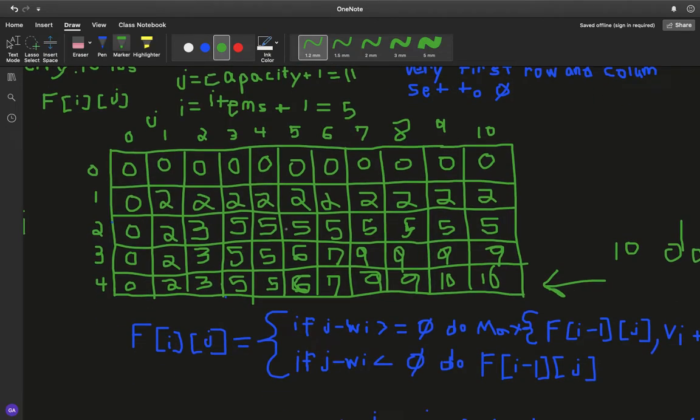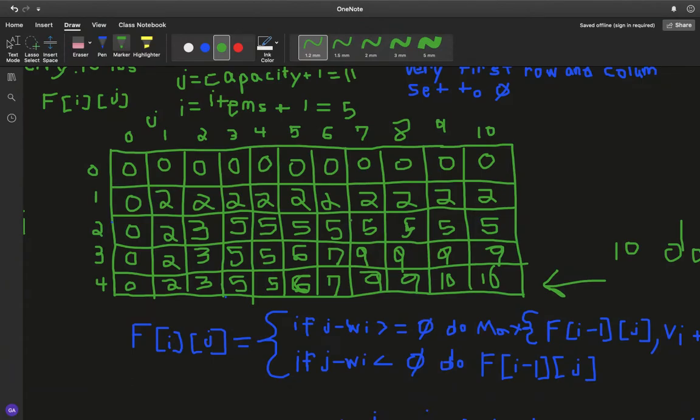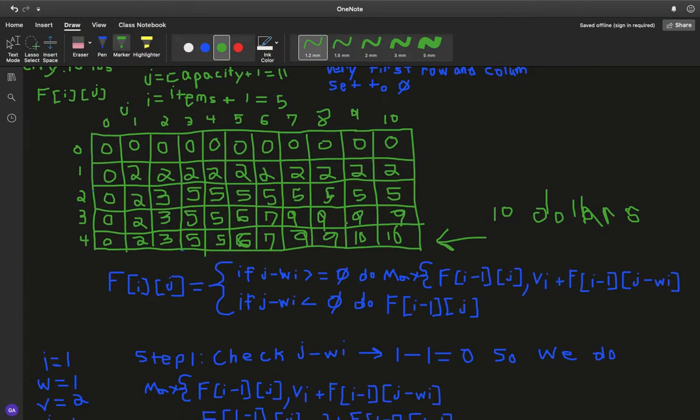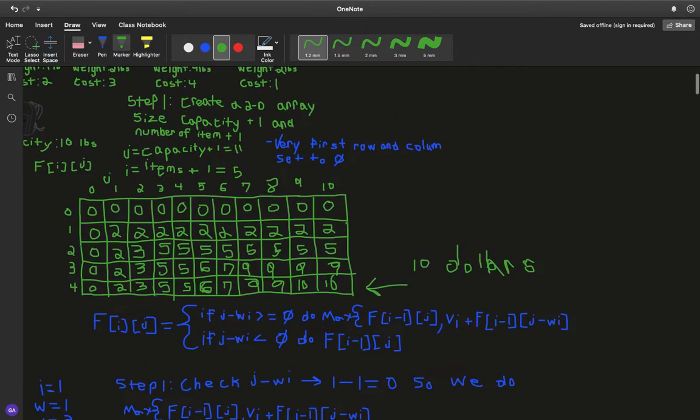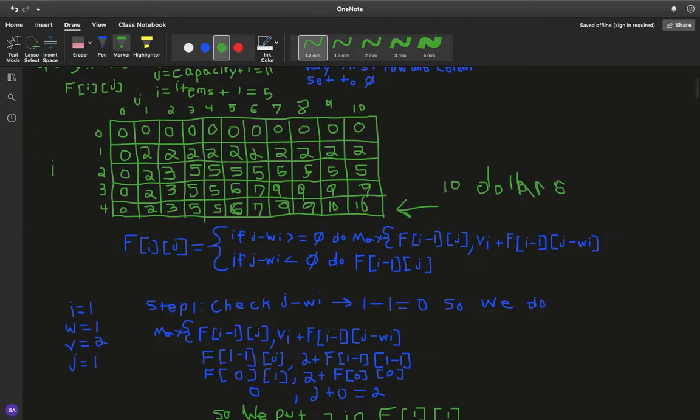So yeah, as you can see here, most of this is already filled out, and I'll just be going through how I got this answer. And as you can see, the answer already is $10, but I'll be explaining that.